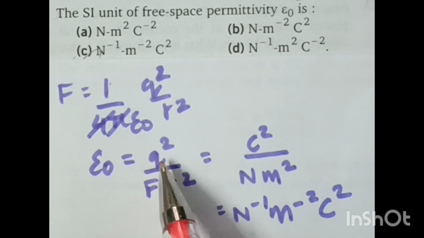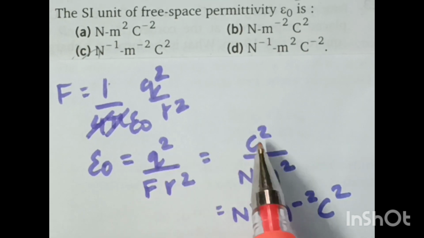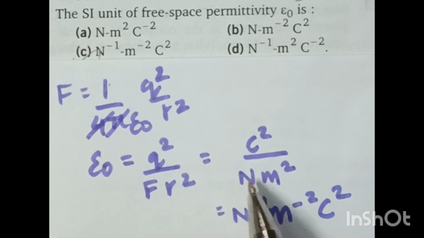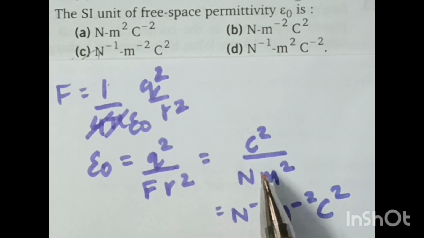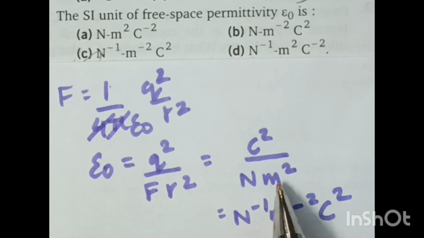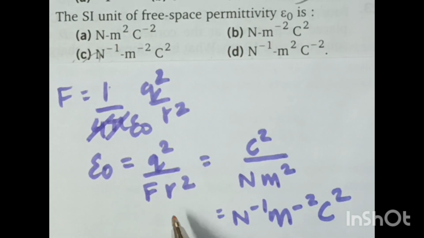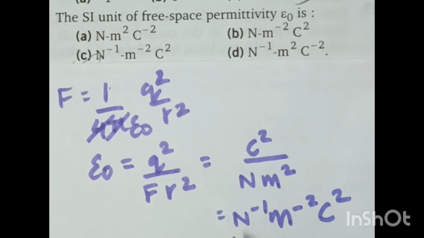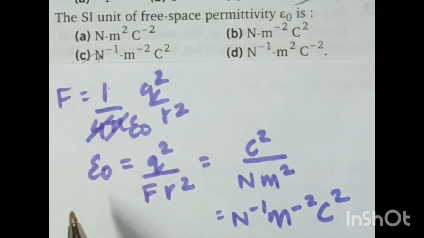What is the unit of Q? That is charge, that is Coulomb square. Unit of force is Newton. Unit of distance is meter, and it is R square, so that means it is meter square. So the answer is Newton power minus 1, meter power minus 2, Coulomb square. So option C is correct.